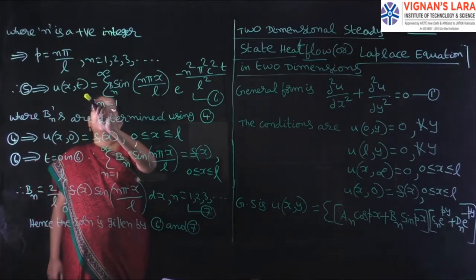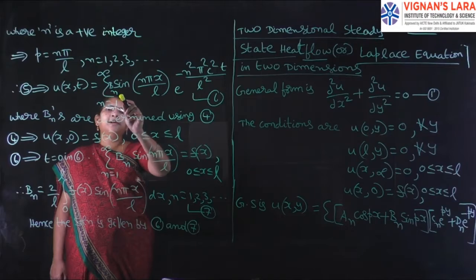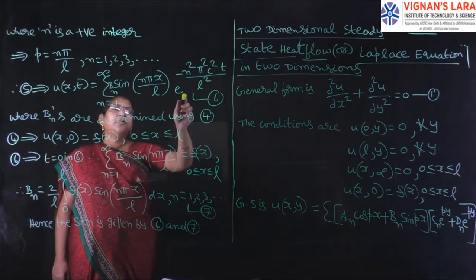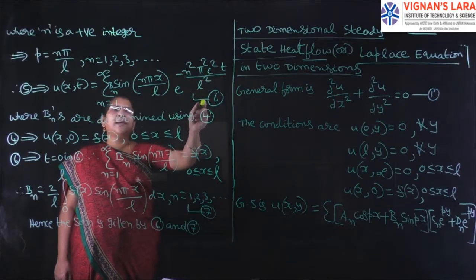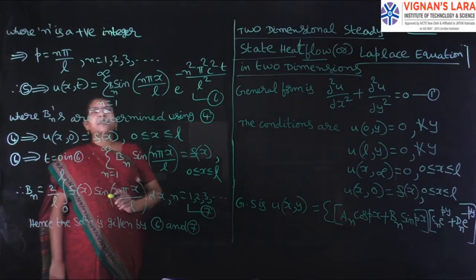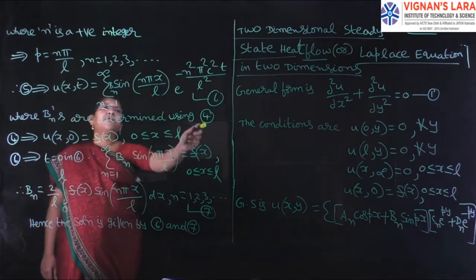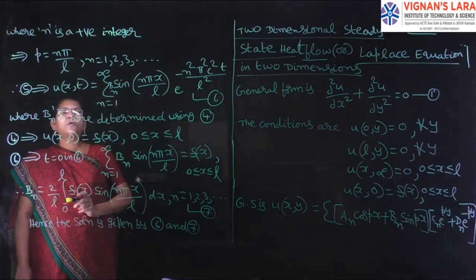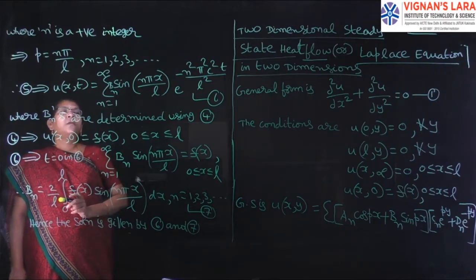Then what is u of x comma t? Summation n equal to 1 to infinity Bn into sin n pi x by L into e power minus n square pi square c square t by L square. Take this as equation number 6, where Bn's are determined using condition number 4. In equation number 6, we have to calculate Bn. How can you calculate Bn? By applying condition number 4.